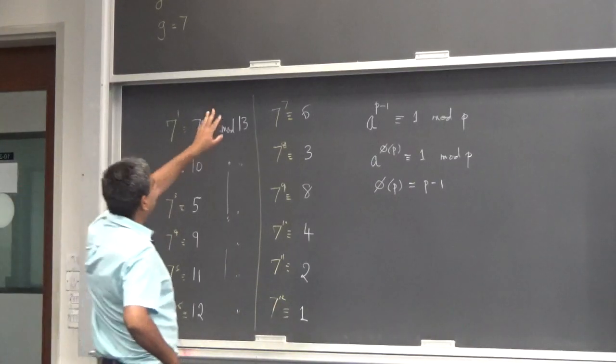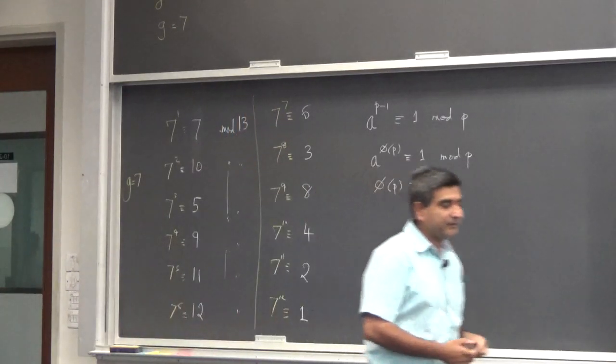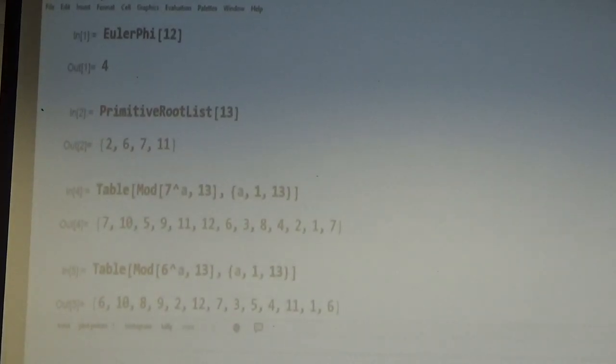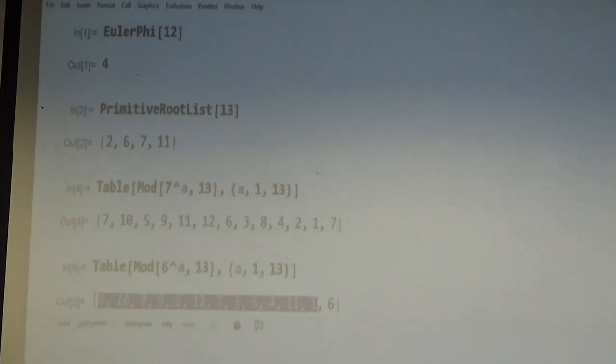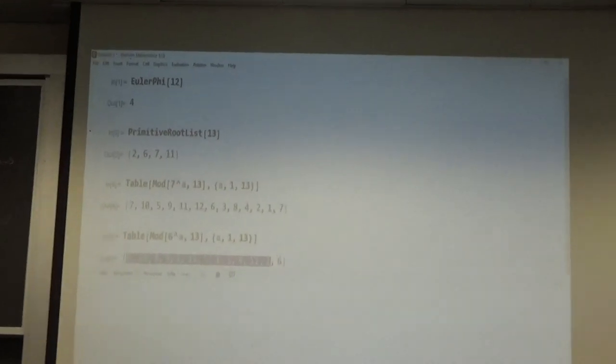I can pick any one of these g's. I can pick 2, I can pick 6, I can pick 7, 11. Let's see what happens if you pick 6. Do I get all 12 distinct numbers? Yes, I do. All right, so these 12 numbers are all distinct. They cover the entire span from 1 to 12. So there are 4 primitive roots mod 13, the 4 g's, and I can pick any one of them.